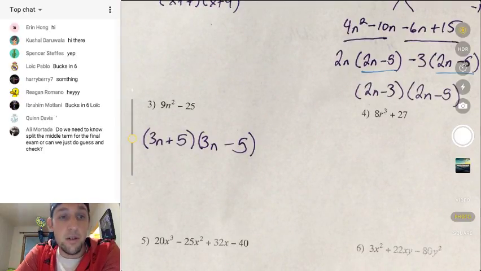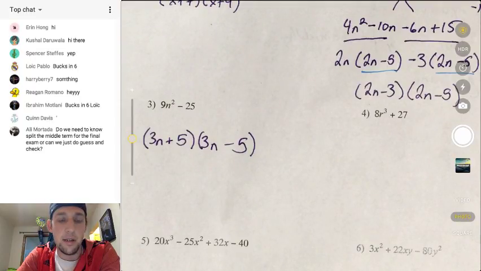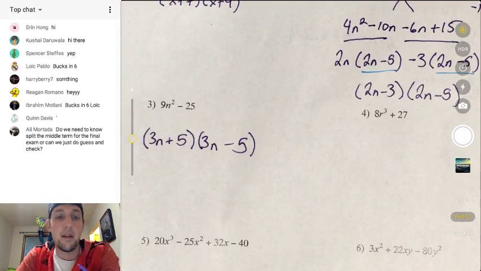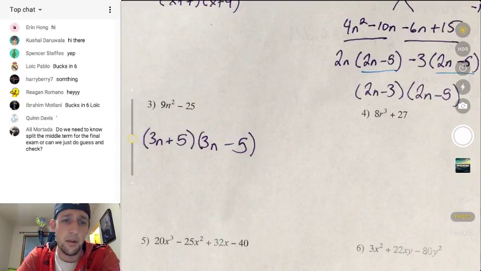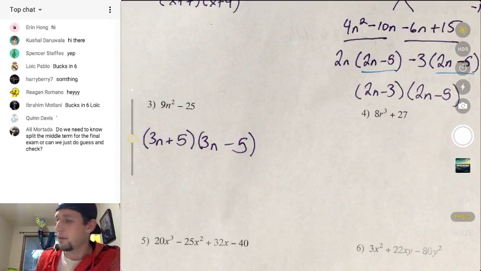Ali asked a good question. Do we need to know split the middle term for final exam, or can we just do guess and check? I am not going to force your method there. When we're talking systems of equations in a couple days, I think I've got a review on that scheduled for next week. Then I will totally tell you, you have to solve a substitution, you have to solve an elimination. But for factoring, do whatever you want. As long as it gets you the right answer, you're totally fine. So you can use whatever method you want there. Good question.